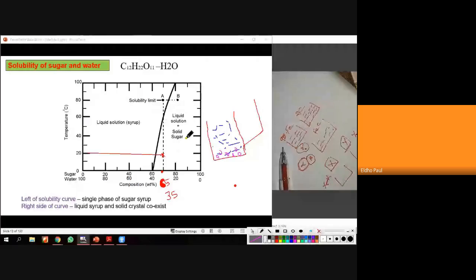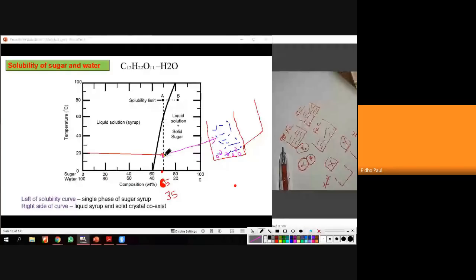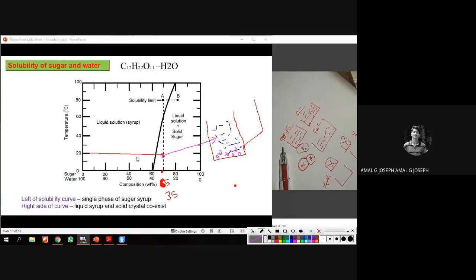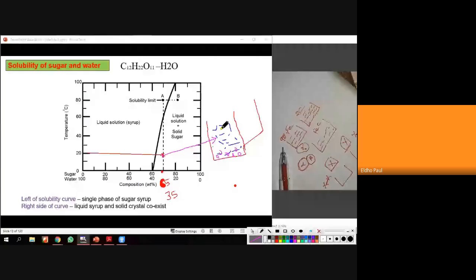So this is the point representing this region, that is at 20 degrees Celsius. We can say this point is in equilibrium, because at 20 degrees Celsius there will not be any further dissolving of these sugar particles into this liquid solution. There is no further change at 20 degrees Celsius, so we can say that is a state of equilibrium. There is no further change in this state.